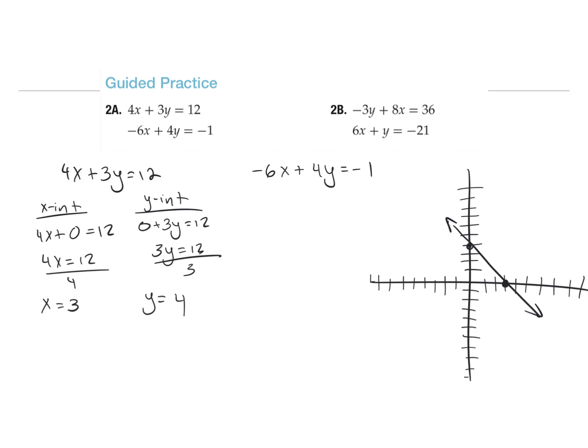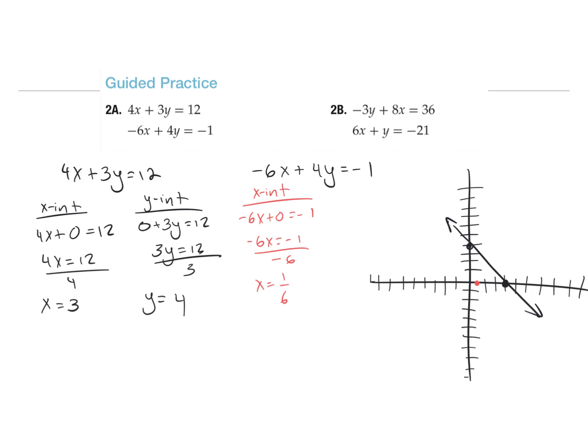And then we're going to find the x and y intercept of the second equation. So for the x-intercept, again, negative 6x plus 0 equals negative 1. Negative 6x equals negative 1. X equals 1 over 6. So again, 1 over 6 is not 1, but it's also not 0. So I'm going to put it like right there, as close as I can.